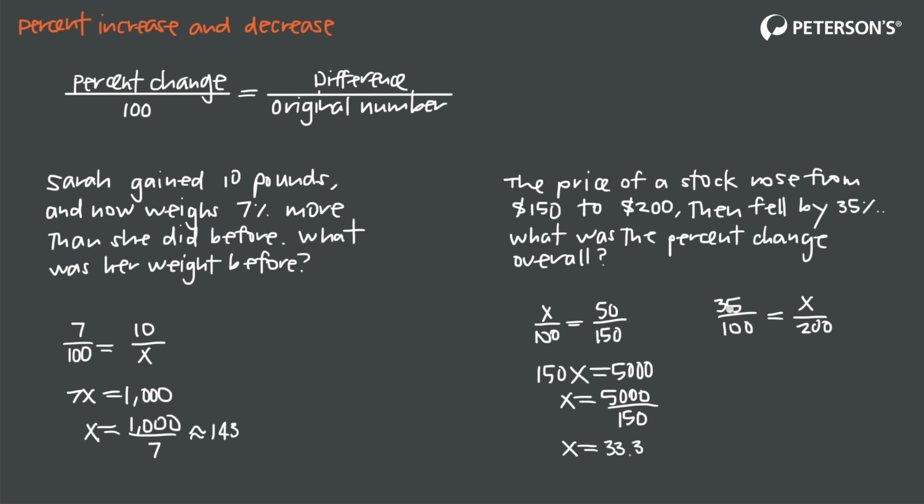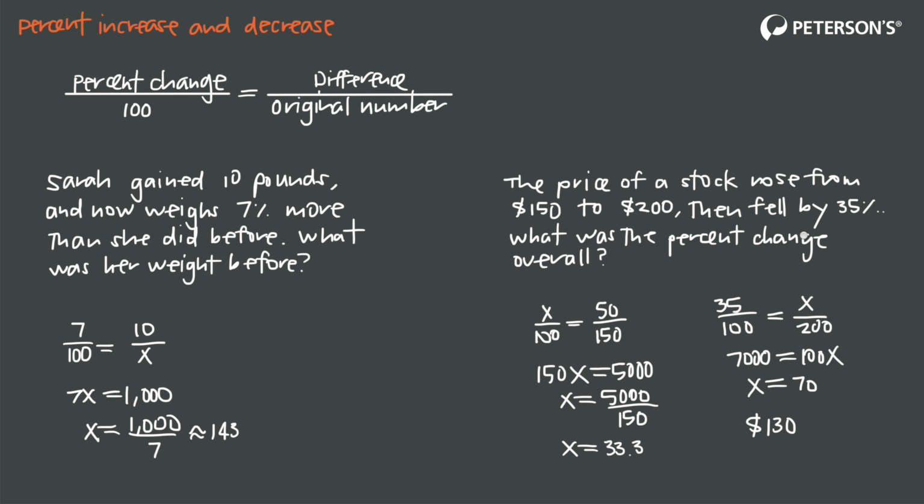So 200 times 35 is 7,000, and 100 times x is 100x. Then we divide both sides by 100, and we get x is equal to 70. Therefore, we know that the finishing price was 200 minus 70, or $130. So we know the finishing price was $130.